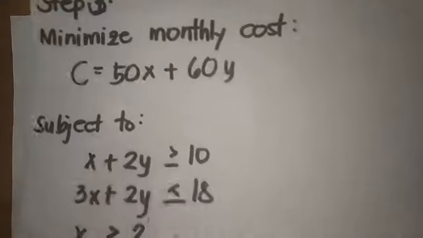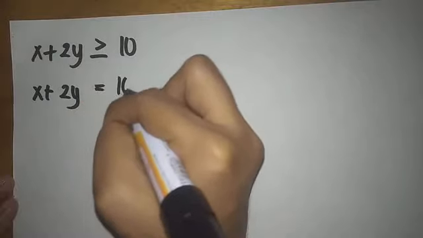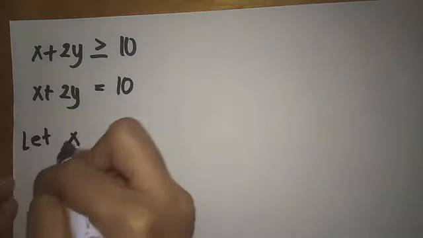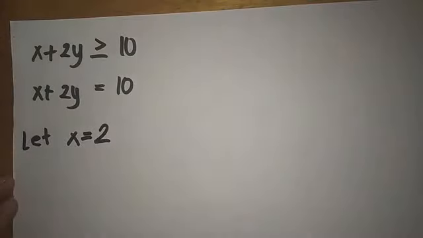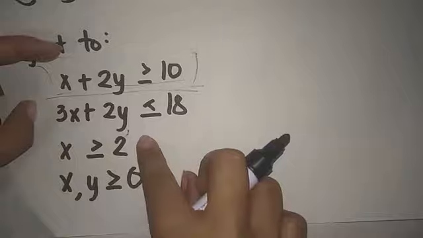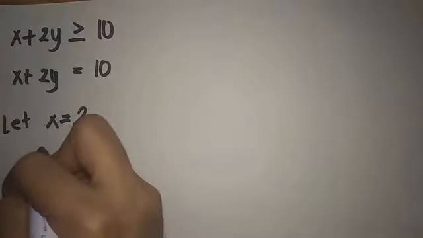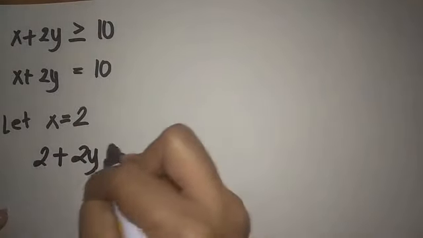Okay, so the first one, gagamitin natin tong una. Itong nasa una. So we have x plus 2y is greater than or equal to 10. Or x plus 2y is equal to 10. So we let x is equal to 2. So saan natin nakuha si 2? Ito si 2. Yung given. Pero kung wala namang given, we let x as 0. So let x is equal to 2. So we have 2 plus 2y is equal to 10.